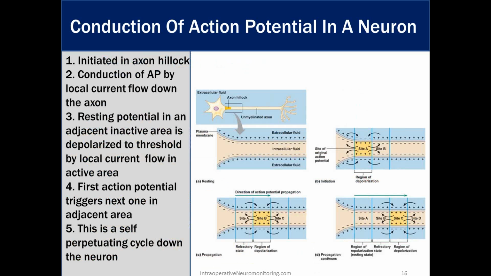Conduction of the action potential in a neuron. So first, the action potential is initiated in the axon hillock, right here, just after the cell body. Conduction of the action potential is by local current flow down the axon. So we have this inside negative charge, like we just went over, and outside positive charge. We have sodium rushing in, potassium's not allowed out. Now we start to become more positive inside. As this one becomes more positive, it influences the negative charge on the neighboring area, which is the same as these here. So we will go both directions.